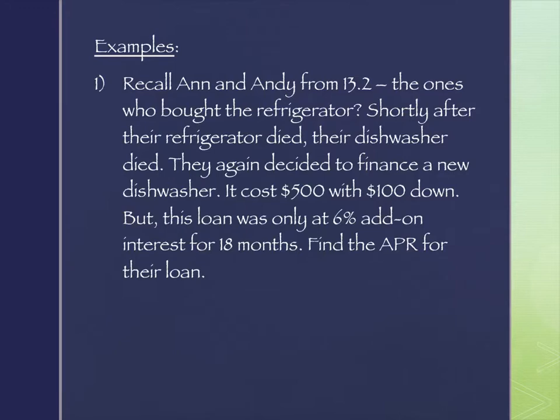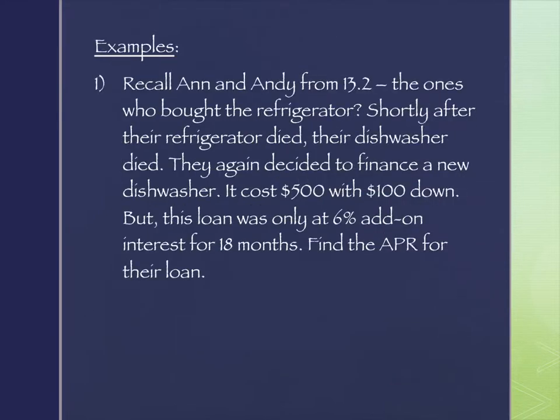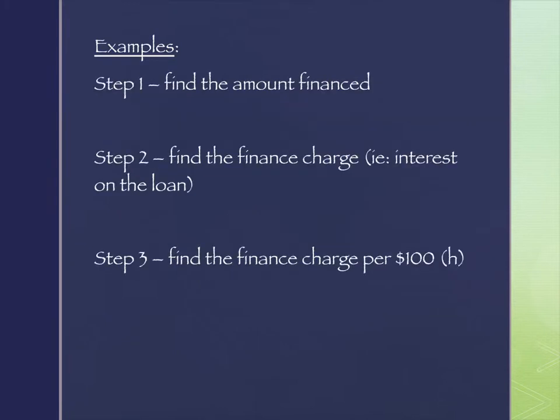Okay, so this is addressing the first issue in the Truth in Lending Act, figuring out how to find the APR that we're being charged. And I'll tell you right now, it's not 6%. Because if it were 6%, there'd be no need for this question, right? It's not 6%. So let's take a look at the scenario.